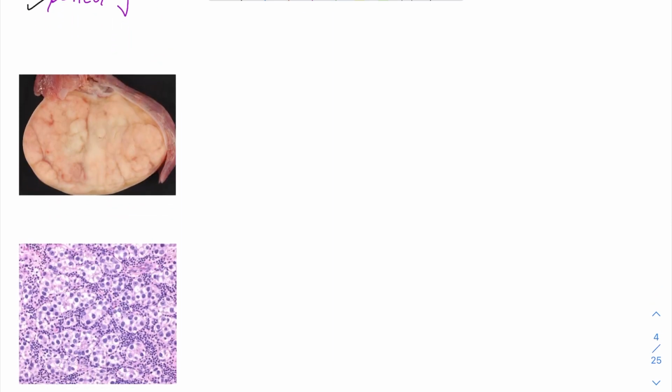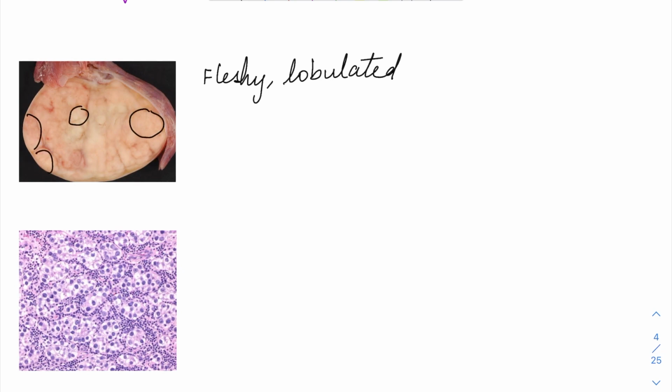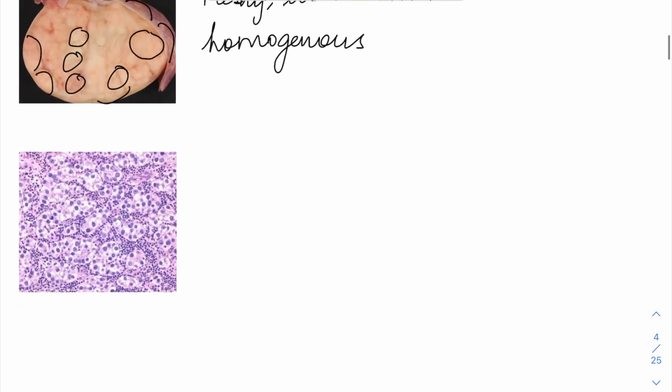So grossly also you can usually make a diagnosis of seminoma because it has a very characteristic appearance. Characteristically, the testis will be enlarged. Then it is going to be fleshy and lobulated. So in this, if you appreciate, it is having these kinds of lobules. On the external surface also, it will have some lobulated appearance. So multiple lobules are present. It is fleshy, lobulated, and most of all, it is going to have a homogeneous appearance. That is, the entire tumor appears the same. Here it is all looking tan white in color, right? So homogeneous appearance is a classical feature of seminoma. Usually, you don't get hemorrhage or necrosis in seminomas.